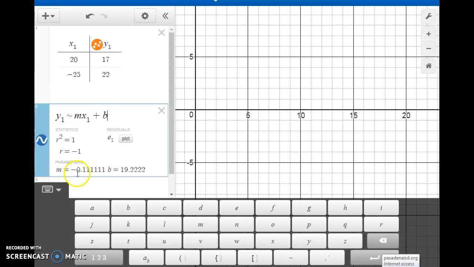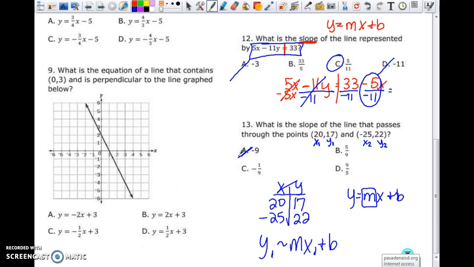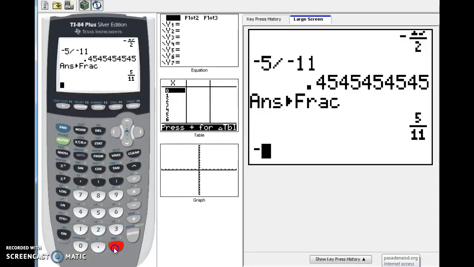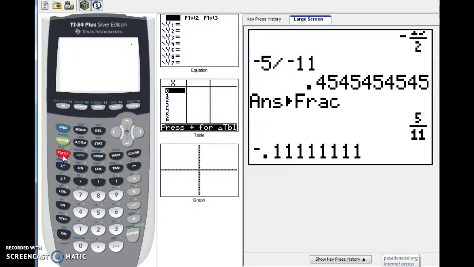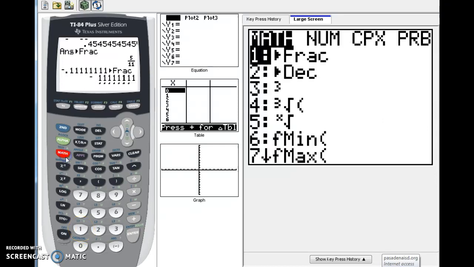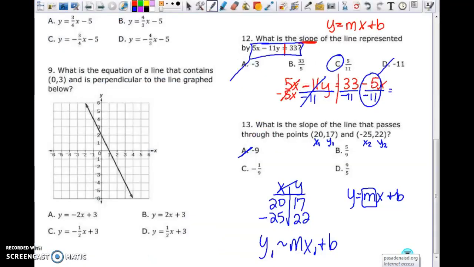So this is my m. M is negative 0.1111. We need to know what that is as a fraction, because all my answer choices, I know it's not going to give me a negative 9. But what is negative 0.111 as a fraction? I know it's repeating. If you stop right here, it will not give you a fraction. These are old calculators. Just take it all the way to the end, all the way, then do math, enter, enter, and it will give it to you. It's a negative 1 over 9. So our answer was negative 1 over 9.